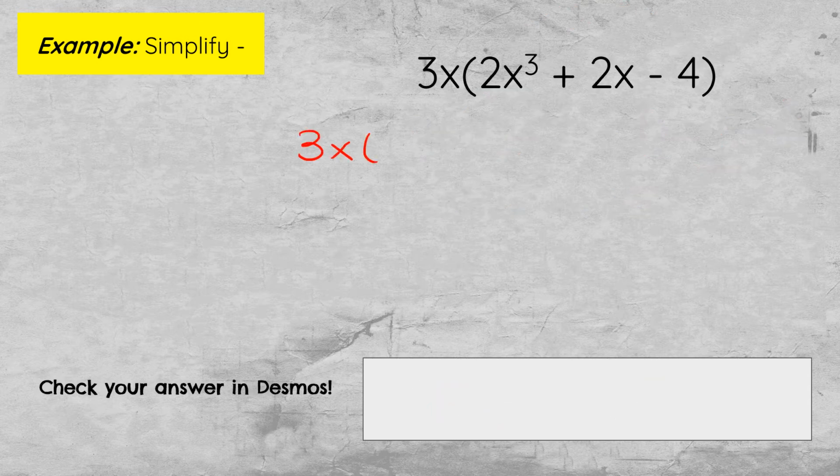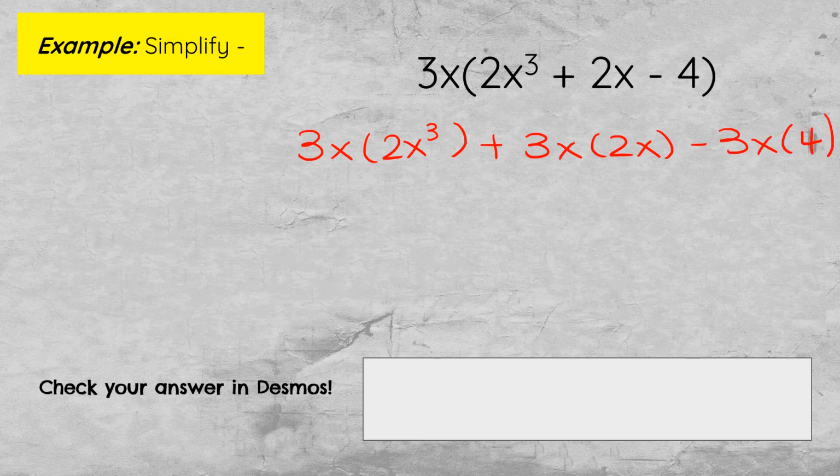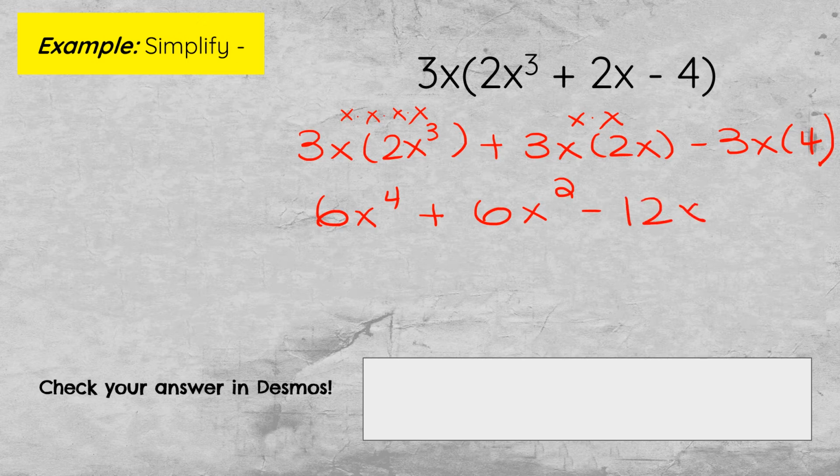Here, the 3x is going to multiply with 2x cubed. It's going to multiply with 2x, and it's going to multiply with 4. 3 times 2 is 6. X times 3 more x's is going to give us x to the fourth. 3 times 2 is 6. X times x is x squared. And then finally we have 12x. These can't be combined together. They're not like terms because they don't have the same exponents.